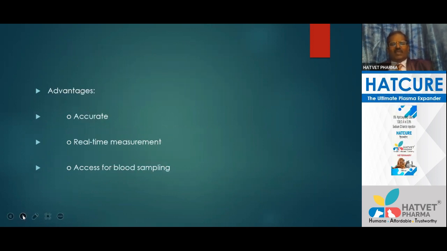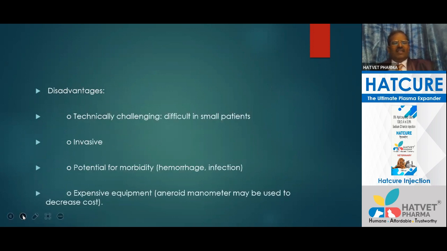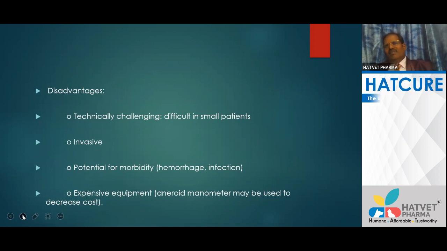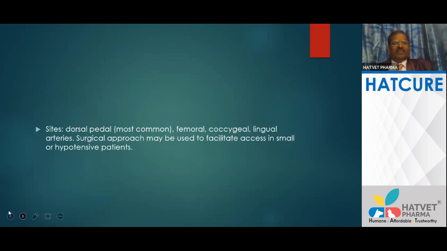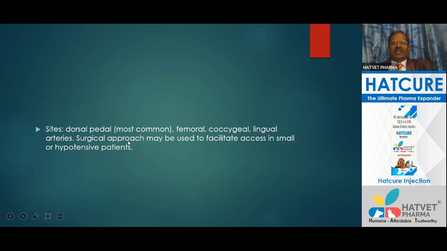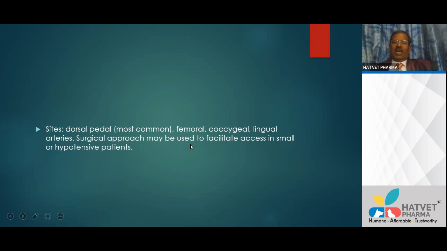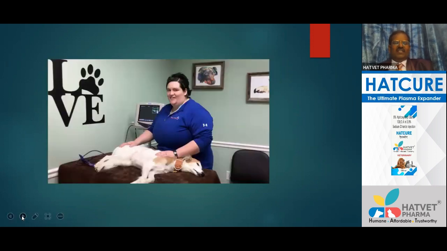Advantages: accurate real-time measurement, access for blood sampling. Disadvantages: technically challenging, difficult in small patients, whereas the Doppler is convenient for small patients; potential for morbidity, hemorrhage, and expensive equipment. Sites: dorsal pedal, femoral, coccygeal, lingual artery. A surgical approach may be used to facilitate access in small or hypotensive patients. Just see how she is doing this.